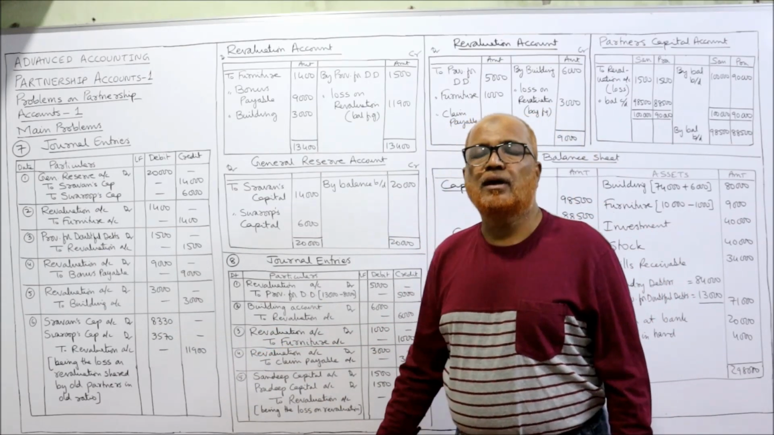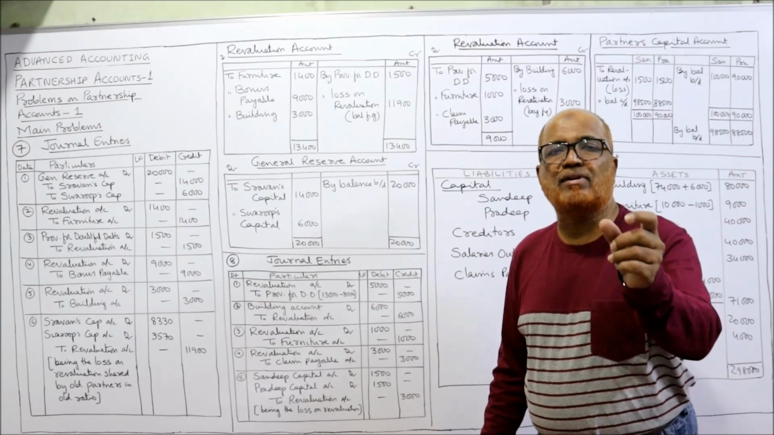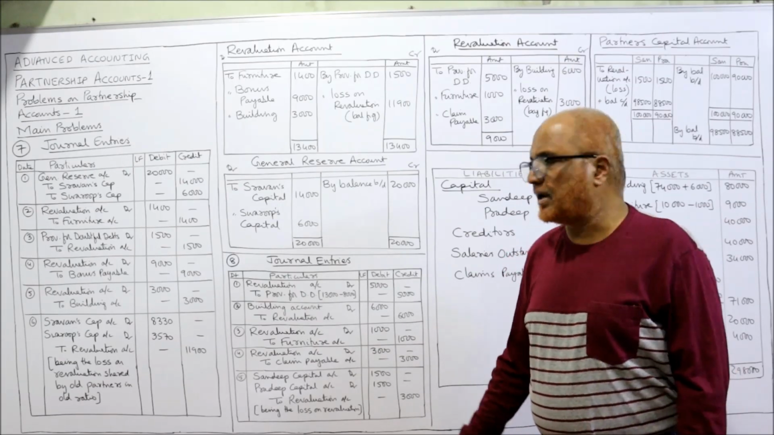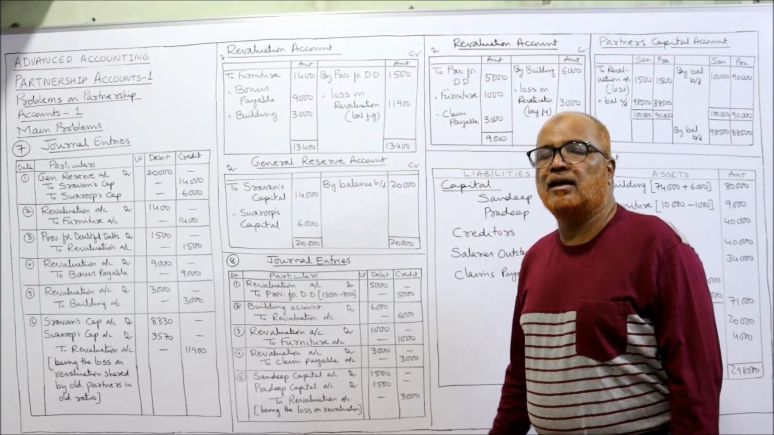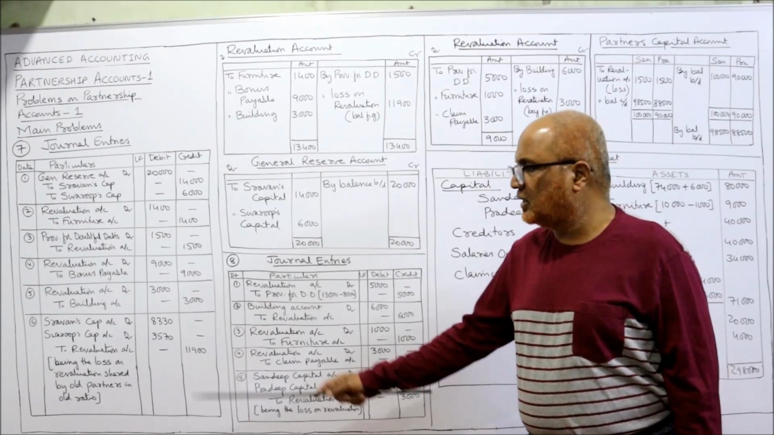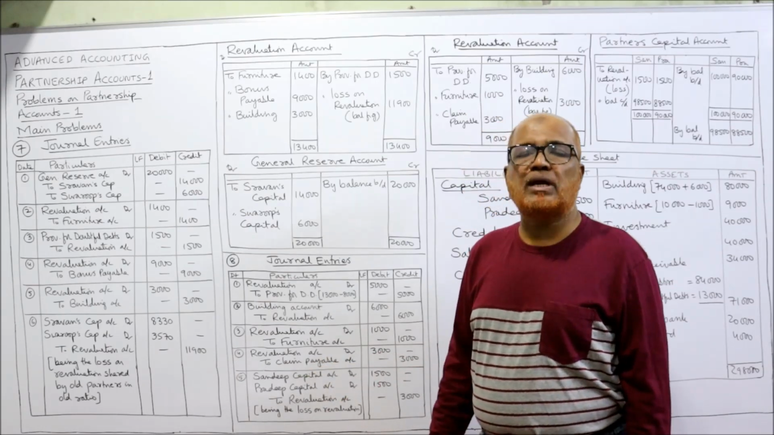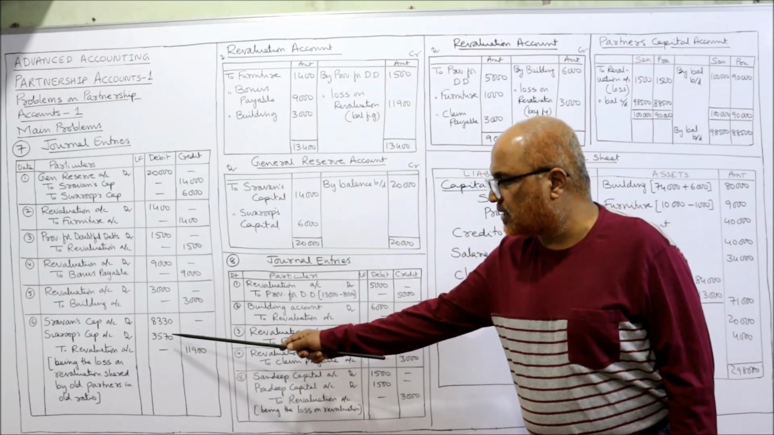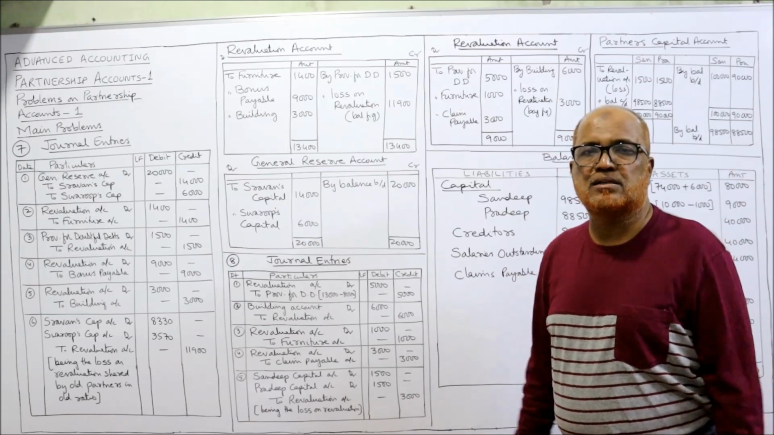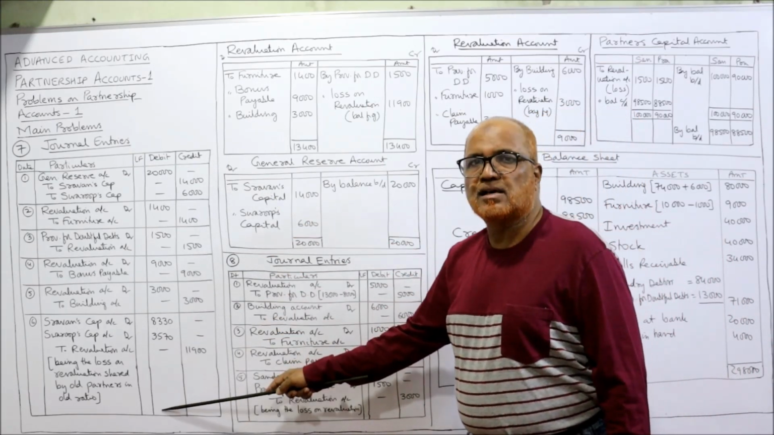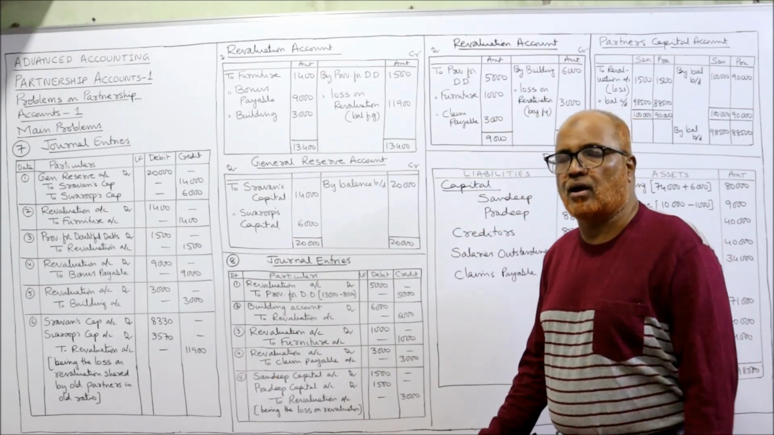In which ratio? In the old profit sharing ratio 7:3. 11,900 into 7 by 10, you will get 8,330. Similarly, 11,900 into 3 by 10, you will get 3,570. That's it. These are the entries and this is the revaluation account.